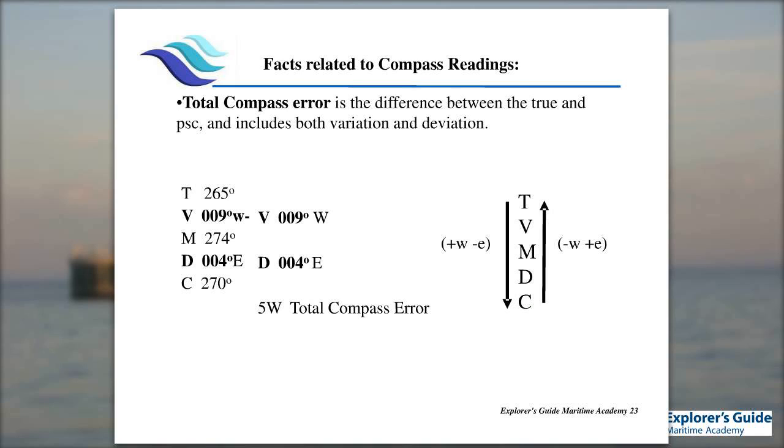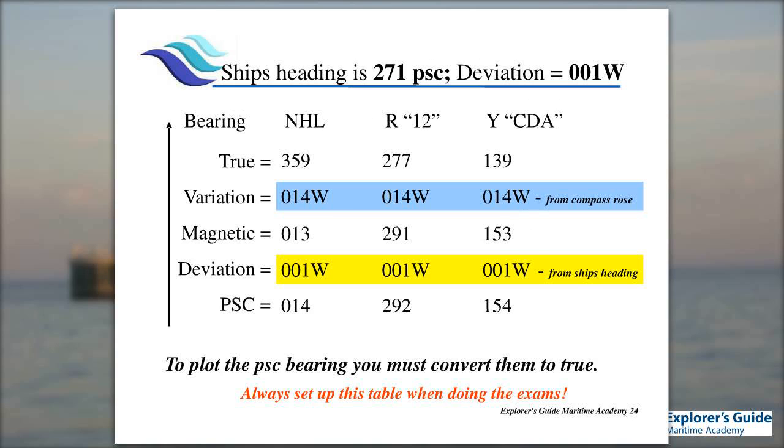To check our math, we do total compass error. To do total compass error, we simply take our two variables, which is variation and deviation. In this case, they're different, so we simply subtract one from the other, the larger one being west, so we come up with a total compass error of 5 west. Now, if we apply 5 west to 270, what do we get? 265. If I apply 5 west to 265, what do I get? 270. So that's the way we can check our math.